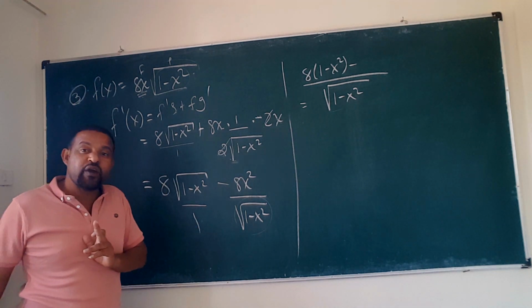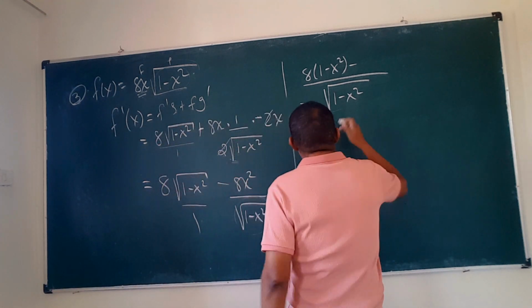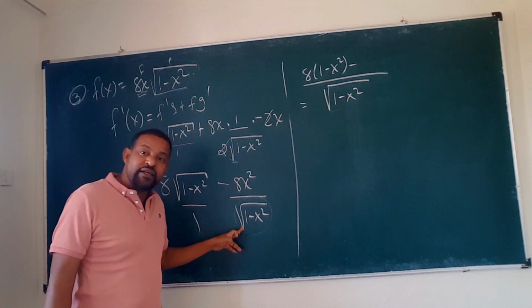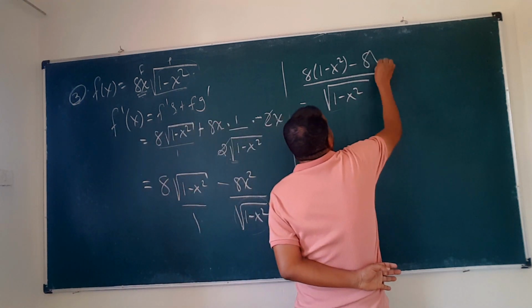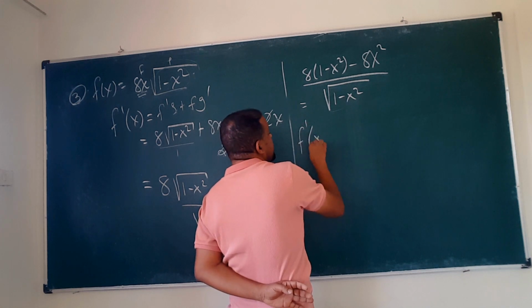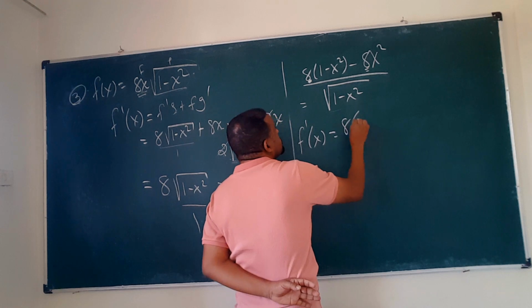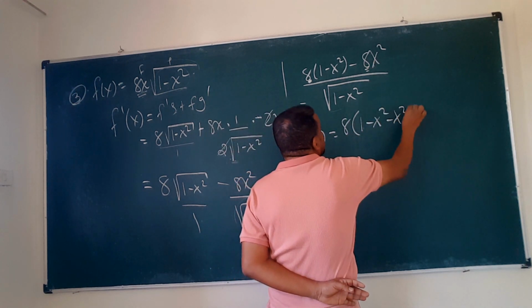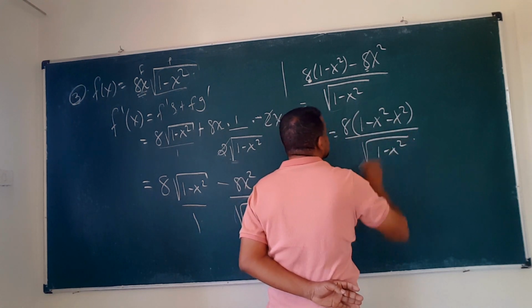Radical of 1 minus x squared divided by radical of 1 minus x squared is 1. 1 times 8x squared is 8x squared. So the first derivative will be, taking 8 common, 1 minus x squared minus x squared, over radical of 1 minus x squared.